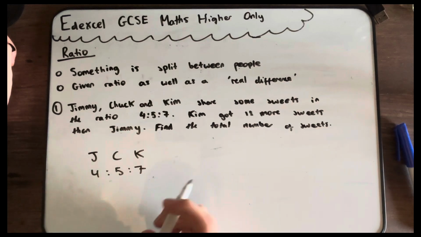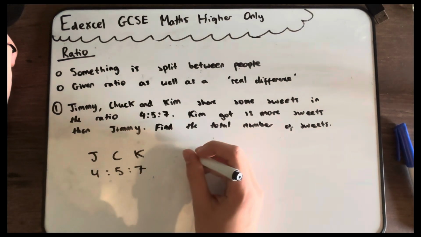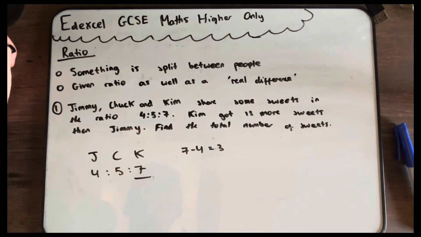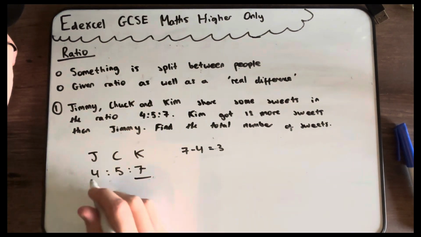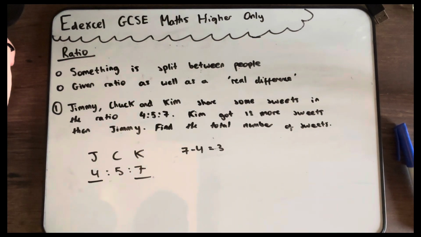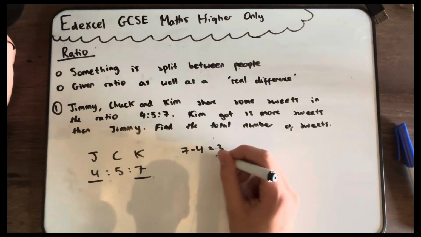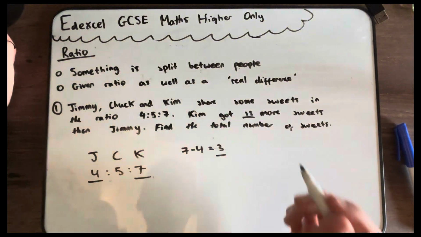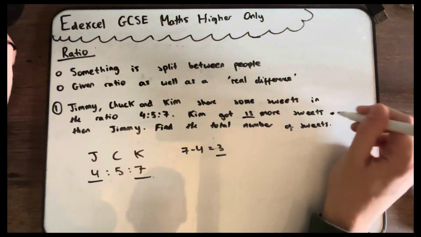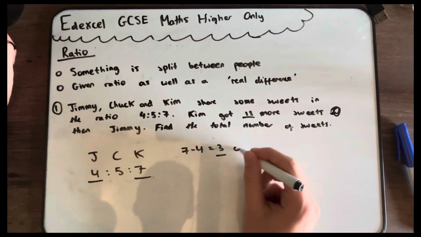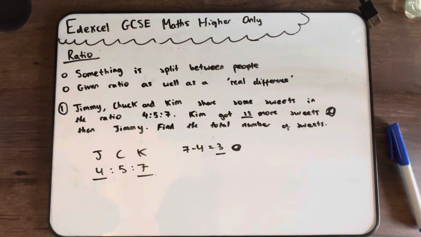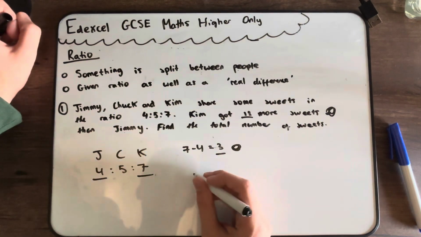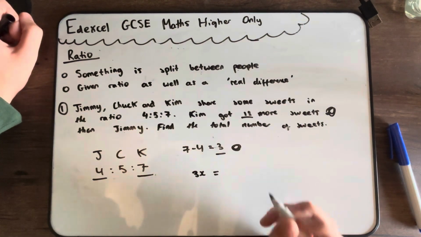The difference between Kim and Jimmy is going to be 7 minus 4, which is 3, as Kim has 7 pieces of the sweets and Jimmy has 4 pieces. Now we know that this ratio difference of 3 is equal to the actual 18 more sweets, because that is the real difference right here. This is the real difference and this is the ratio difference. Because of that, we're going to have to break out some algebra. So we can say 3x is equal to 18.